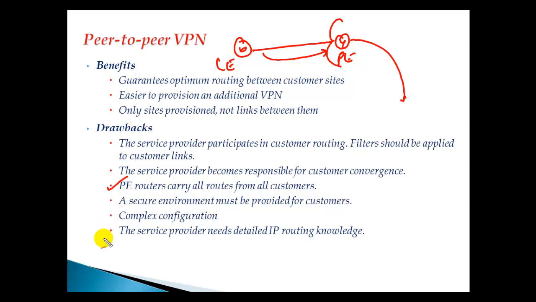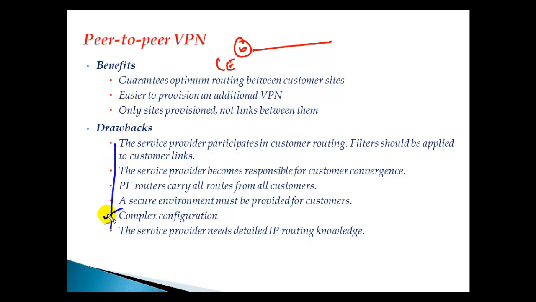And the PE routers carry all the routes from all the customers. The same provider edge router might be connecting to multiple customers, and it is responsible for carrying all the routes for all the customers. We need to provide a secure environment between the customers. That is something the service provider has to take care of, ensuring that routes from one customer do not go to another customer. The configuration is a little bit complex, but it provides a huge advantage.